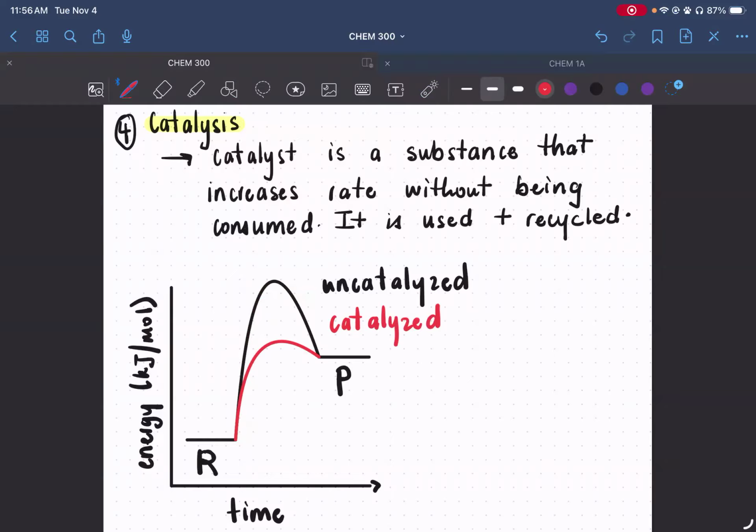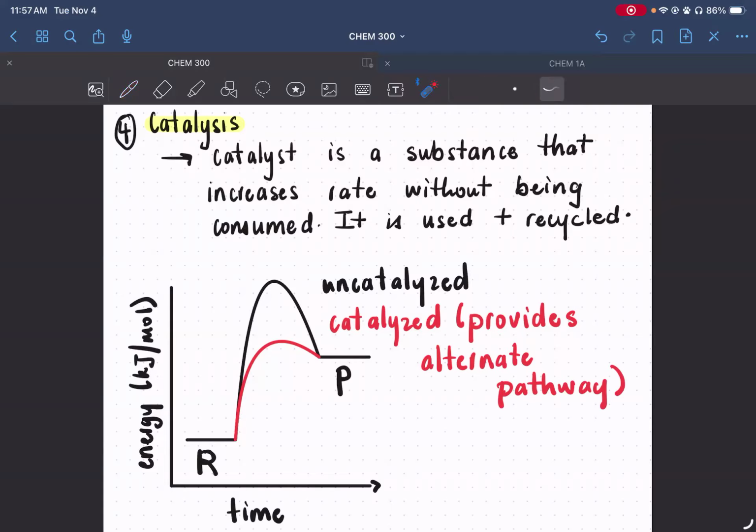Notice it takes the same shape, that nice curve with a clear height, but in a catalyzed reaction, an alternate pathway is provided. One that's considerably shorter overall, or more specifically, one that's easier to overcome.